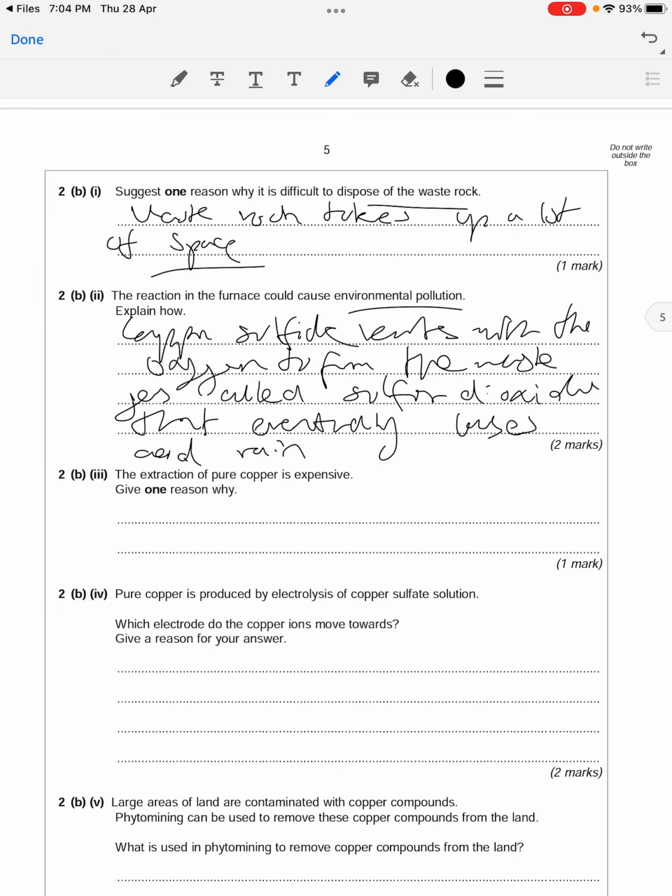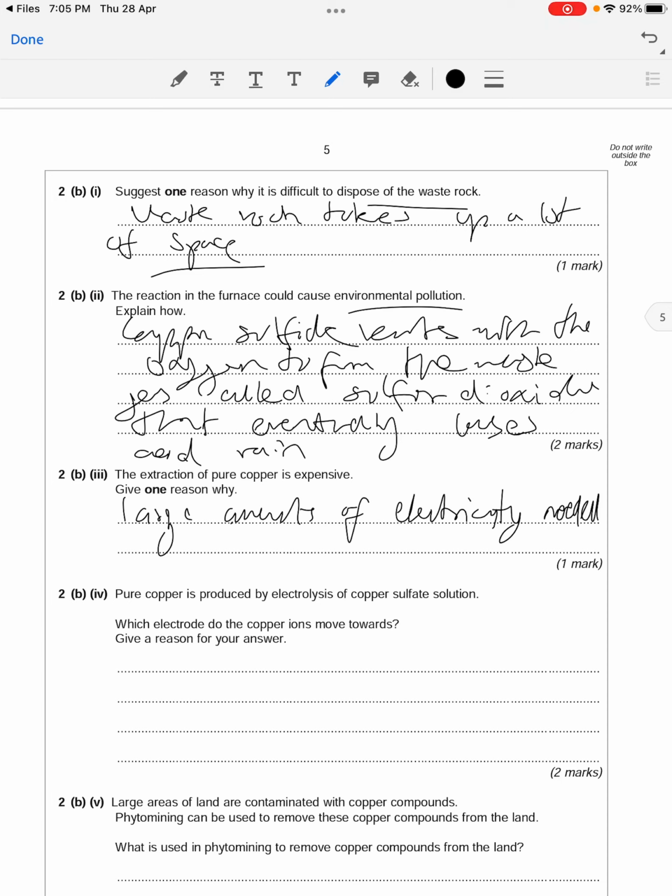The extraction of pure copper is very expensive. Explain why. There are instances where the marking scheme allows a sentence like large amounts of electricity needed. So I feel we can mention that large amounts of electricity are needed, because most of the things needed to be extracted involve electricity. Or you could say that there are large amounts of fuels that need to be used for the furnace and electrolysis. The process of electrolysis is pretty expensive, right? That's why extraction of copper is expensive.